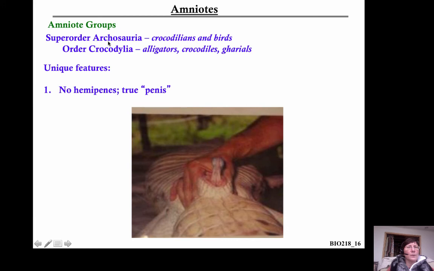Crocodiles are unique from birds, though, in that they reproduce with a true penis. So they don't possess a hemipenis, and this is the penis right here, and that's what the males inseminate the females with. I already mentioned that they lay eggs, and you'll recall from previously in the lecture, crocodilians have temperature-dependent sex determination. And at those medium temperatures, they produce males, and at the lower temperatures and the highest temperatures, they produce females.